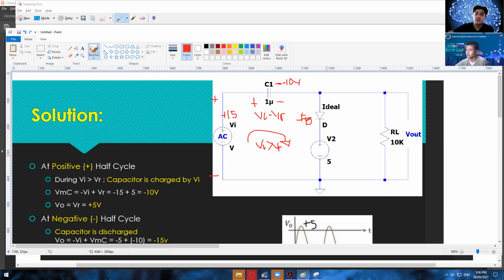And then for the reading of VO, of course, VO is equal to your VR, or this V2 right here. So that's why we have positive 5 volts in here. So were you guys able to get the positive half cycle?